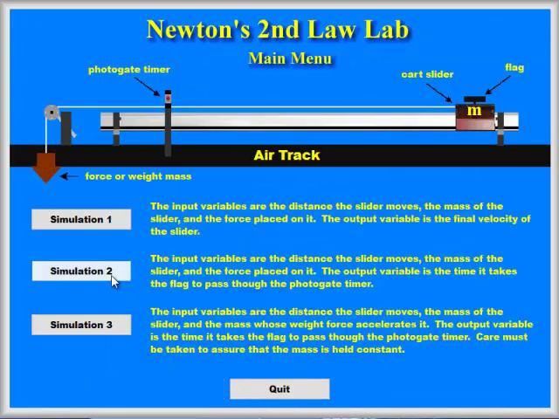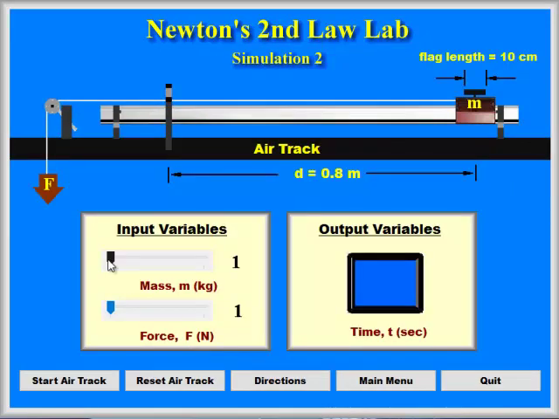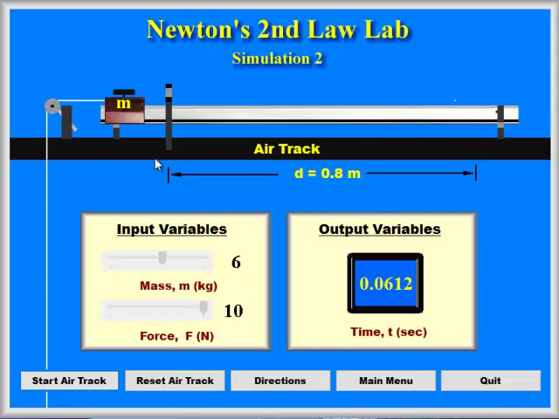Go back to the main menu. Here is the second simulation. Same thing. We'll choose some variables. We'll start the air track. You can see now you've got the time that it took the flag to go past the photo gate timer, a little bit more complicated calculations.